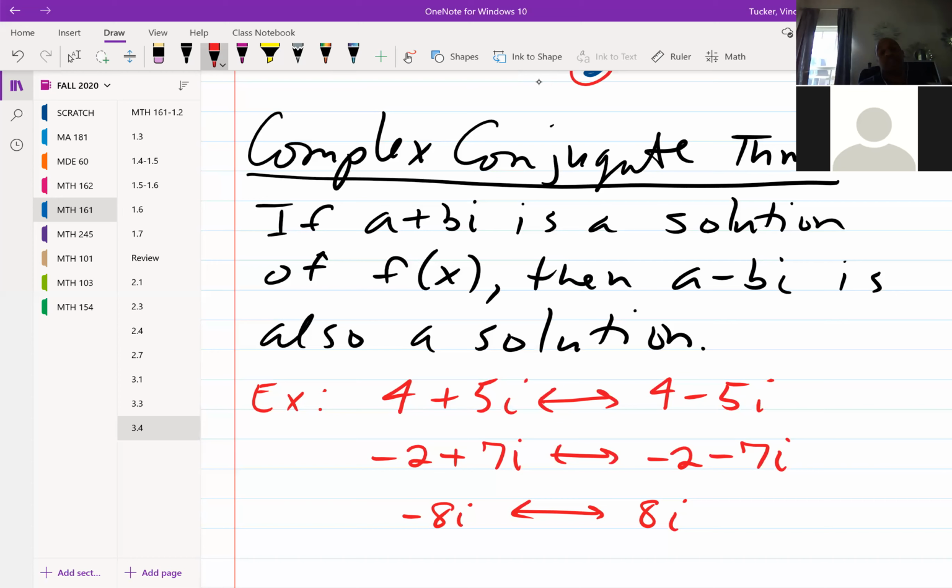And what the complex conjugate theorem states is that if one of those is a solution to f of x, then the other one is a solution as well. So they could give you one with the assumption that you already know that the other one comes along with it. They will not give you both as a solution, but because you have one, you're supposed to know that the other one is a solution.